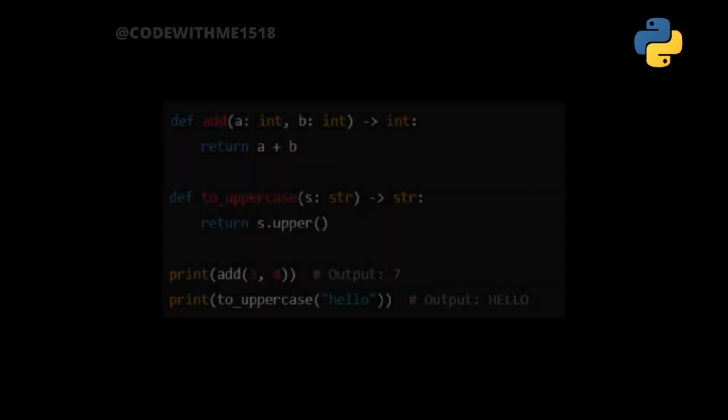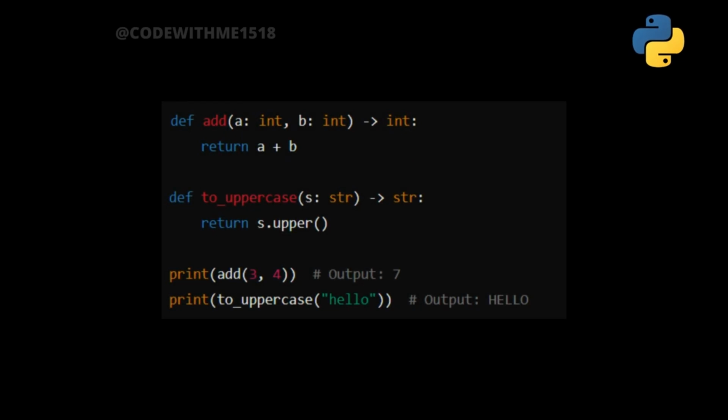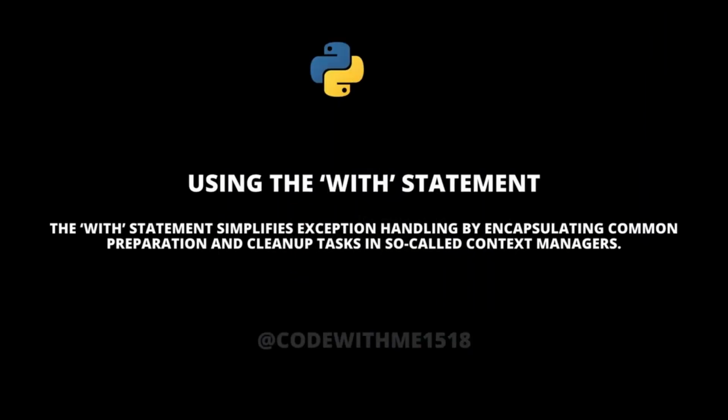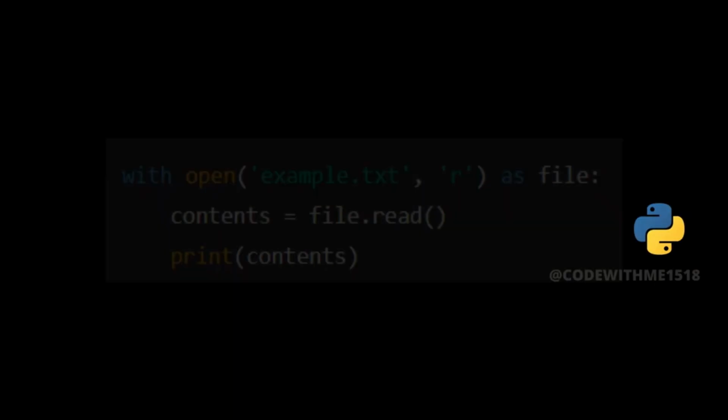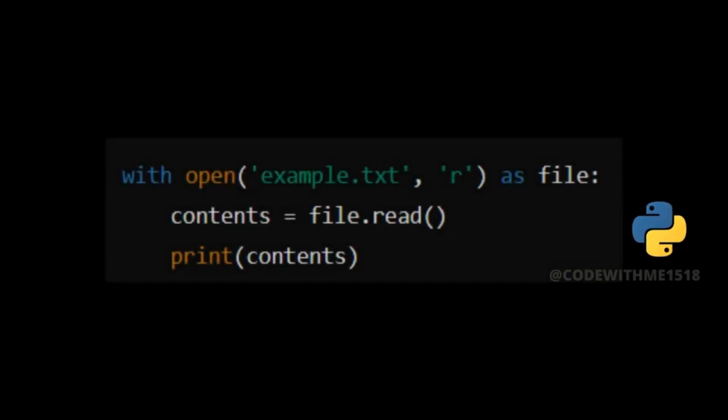Generators are also useful for handling large or infinite sequences, as they only compute values as needed, which can save a lot of memory. And the with statement simplifies exception handling by encapsulating common preparation and cleanup tasks in so-called context managers. Here's a basic example of using the with statement to open a file. In this example, the with statement ensures that the file is properly closed after its suite finishes, even if an exception is raised. This makes your code cleaner and more readable.